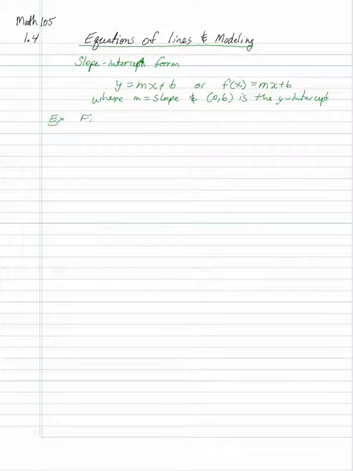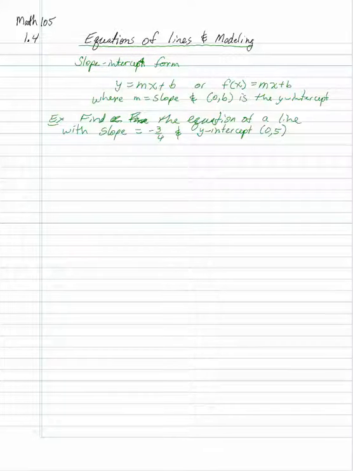So if I asked you to find the equation of a line, okay, so the slope's negative 3/4 and the y-intercept (0, 5). Now this is the easiest of all these types of problems, where you're asked to find the equation of a line. If I just tell you the slope is negative 3/4, you just put it where the m is.